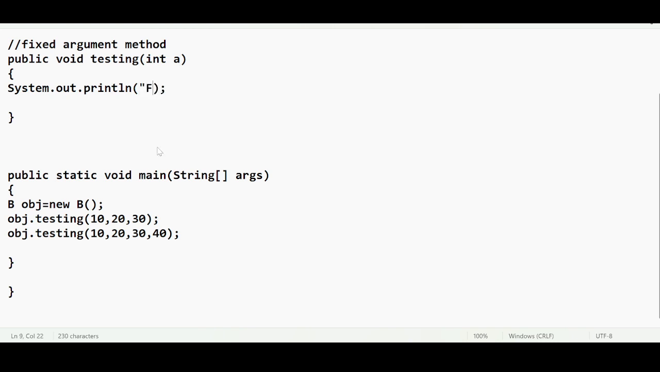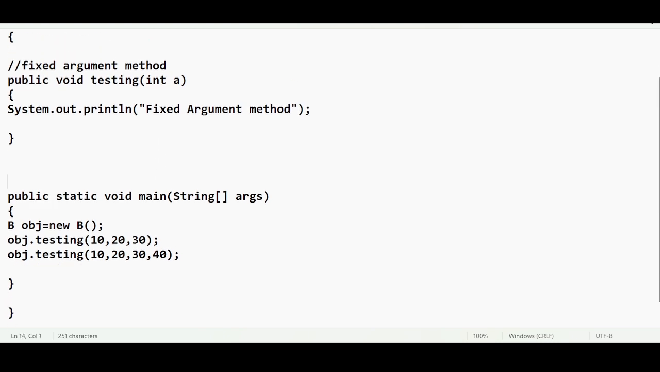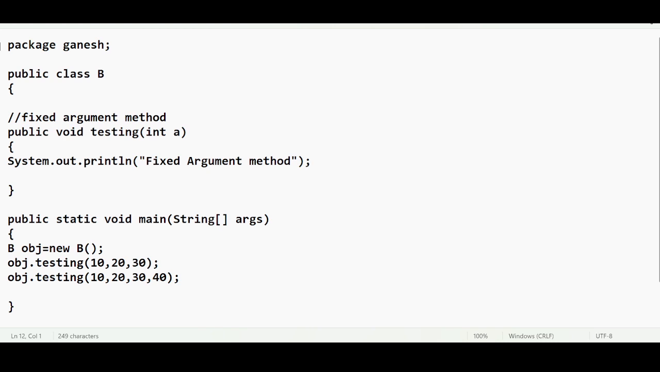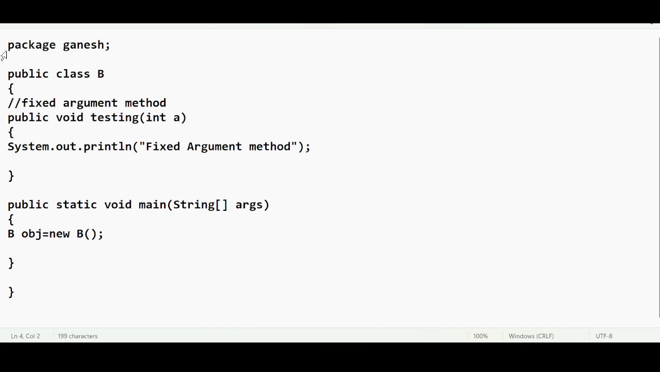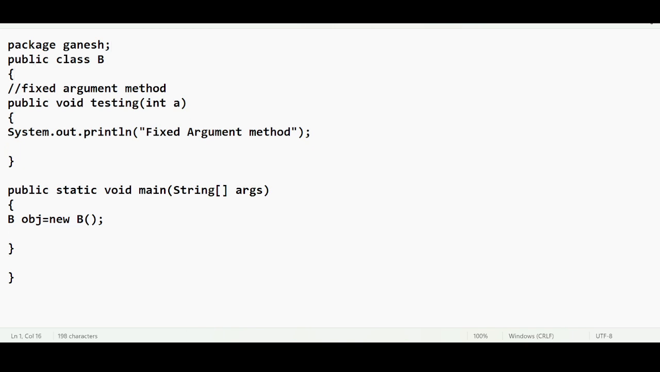Okay, fixed argument method. You have to be with me. Now I have only one method. How many methods are there in class B? Answer me. Totally, how many methods are there in class B?